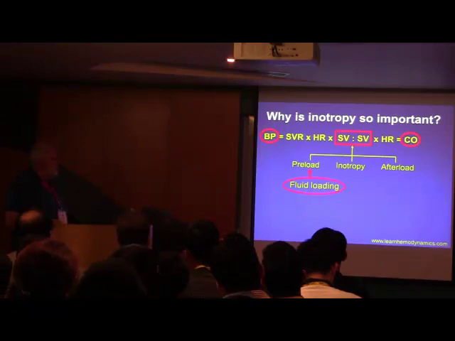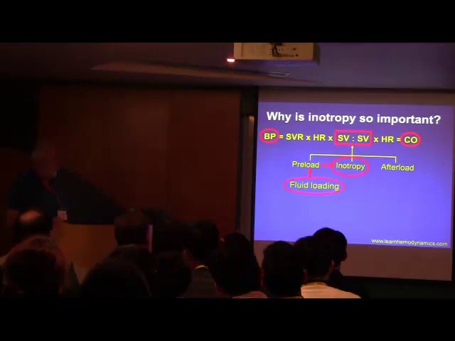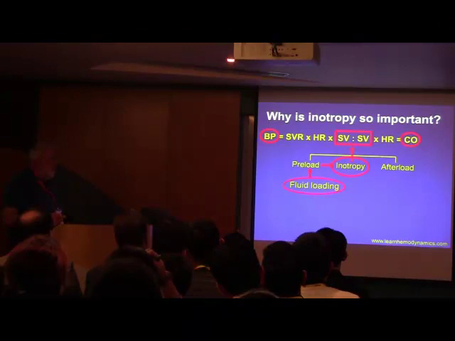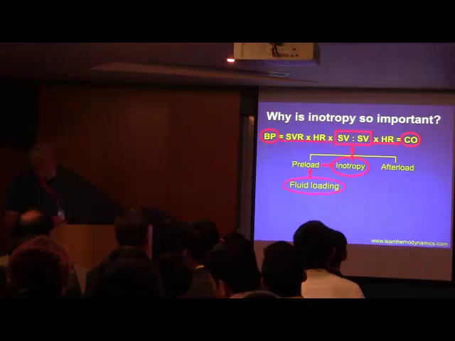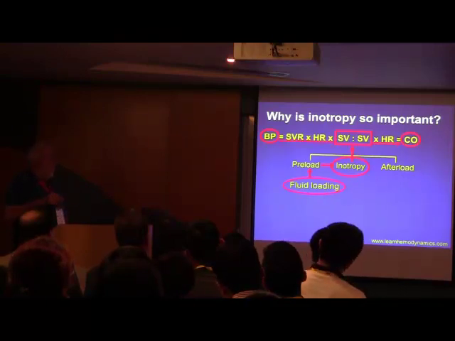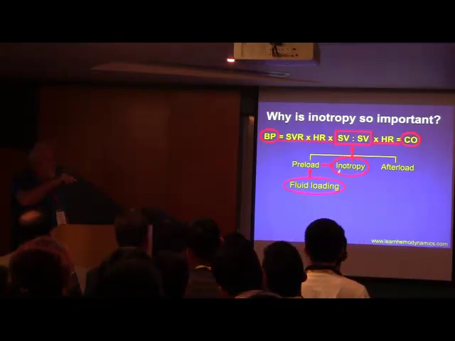Fluid loading feeds into preload. Preload feeds into inotropy. If, and only if, inotropy is sufficient, then you'll have an increase in stroke volume. That leads to an increased cardiac output. That leads to increased blood pressure. Everything has to go through Grand Central Station here, which is inotropy. If inotropy is inadequate, fluid loading can't work.